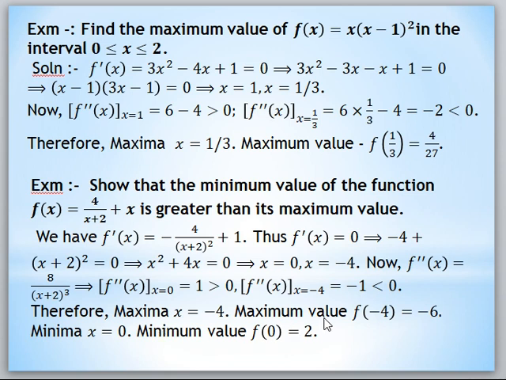So what is the maximum value? Simply putting the maxima into the function, that is f(-4). If you put it into this function, we get f(-4) = -6. So the maximum value is -6. Similarly, putting the minima, that is x = 0, into the function, we get the minimum value f(0) = 2. And you know that this 2 is greater than -6. So you are getting the minimum value of the function greater than the maximum value.